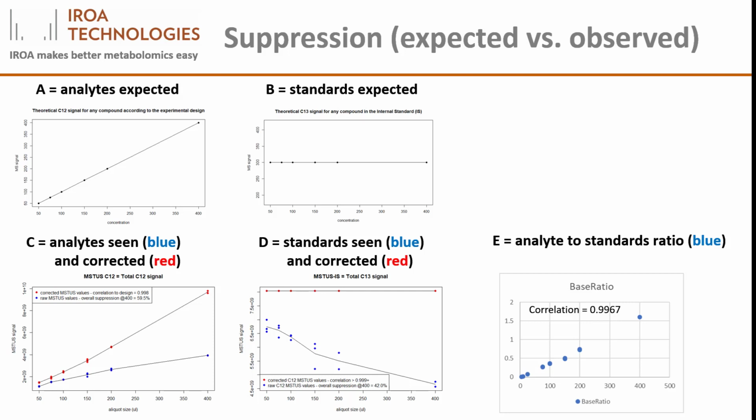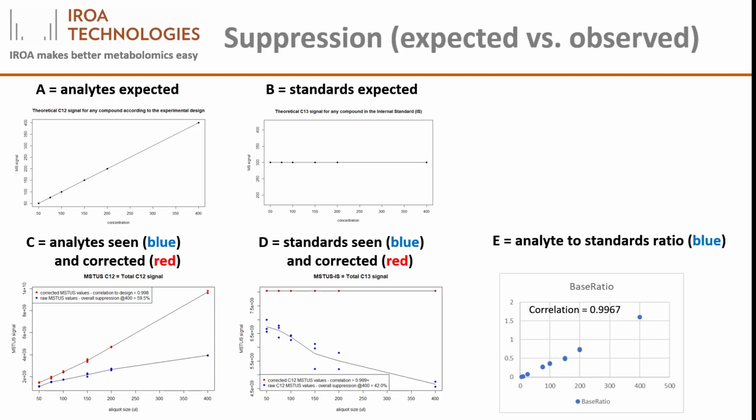Furthermore, when we look at the ratio of the natural abundance to internal standard, as shown in figure E, we see that there is no inhibition. The ratio is correct as plotted, perfectly correct. Because this effect is concentration dependent, it represents ion suppression.